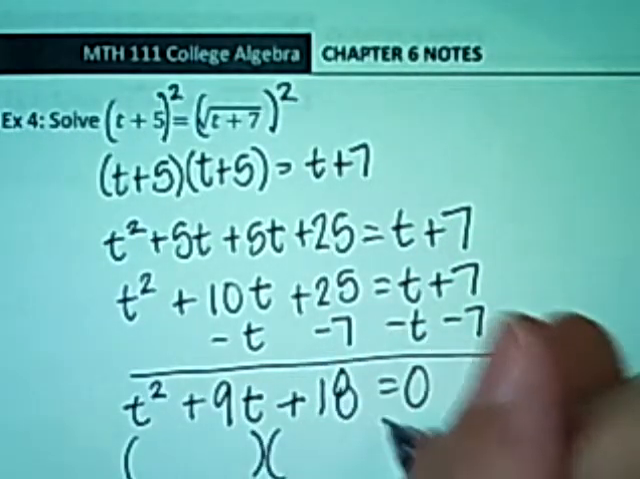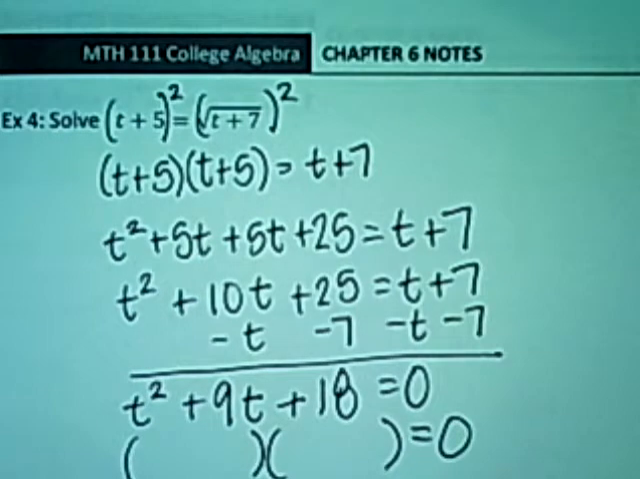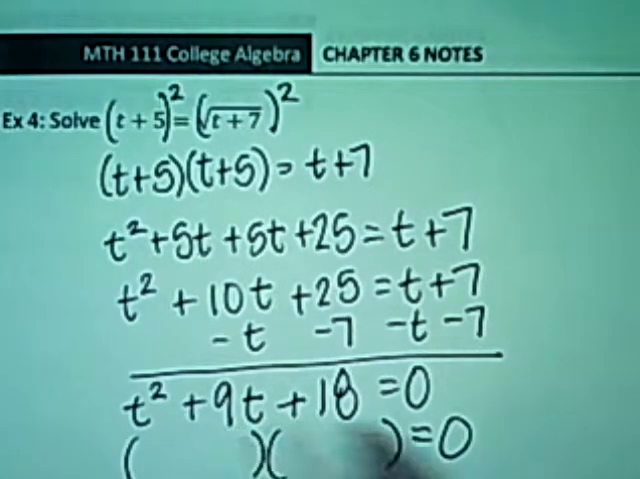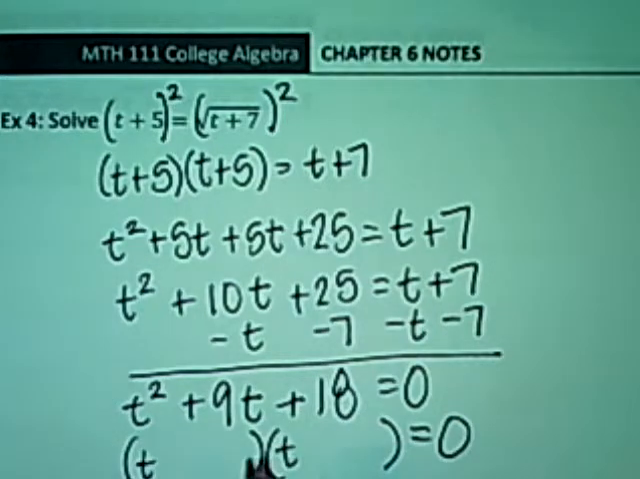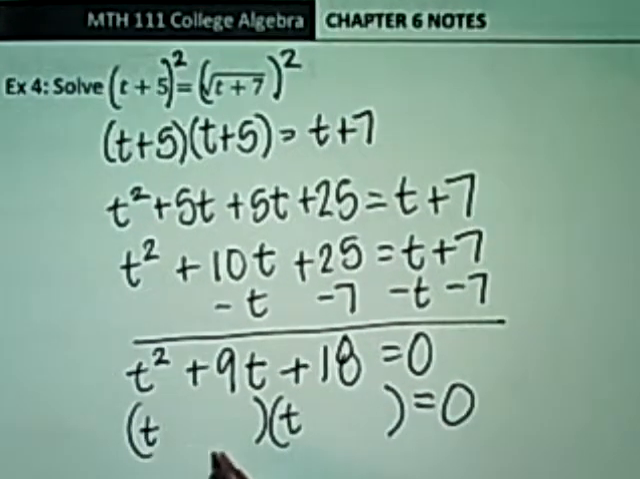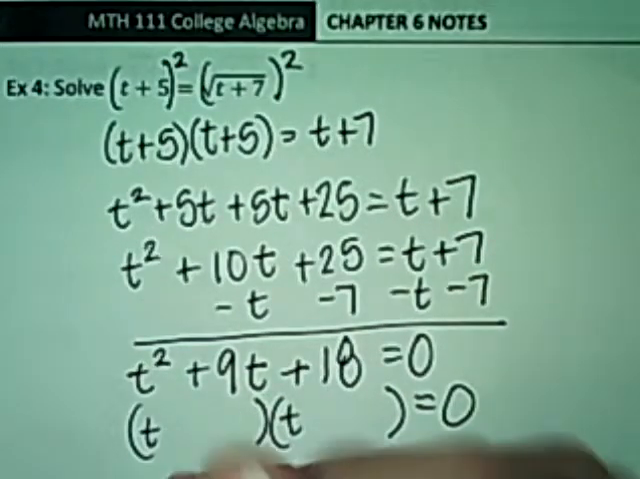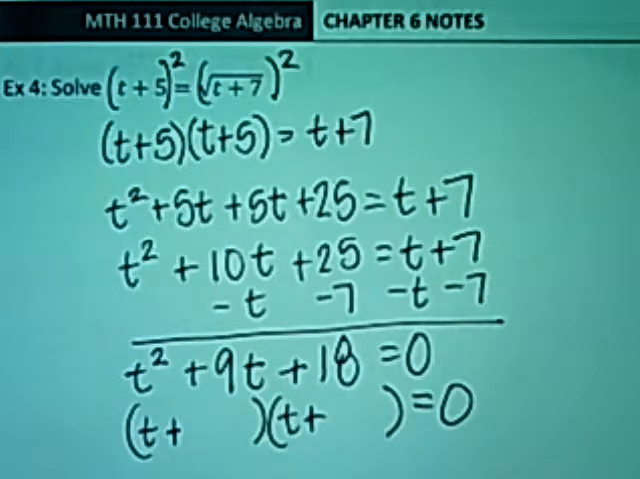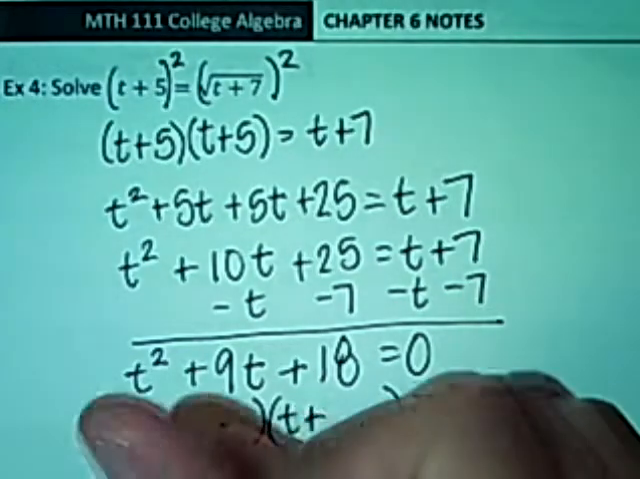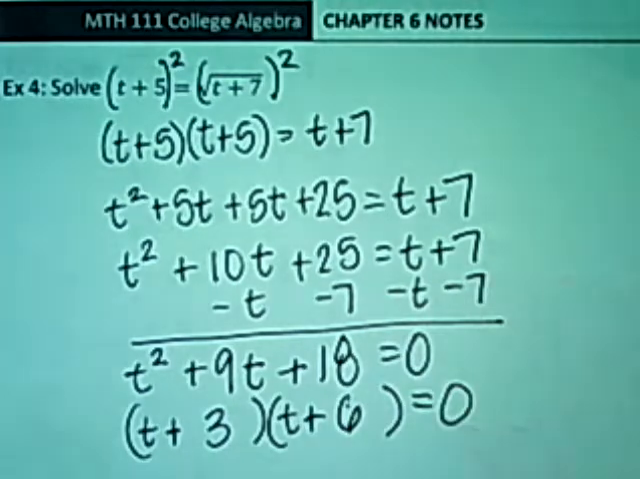And now I have to factor. It's a quadratic, so I'm looking for numbers that add to positive 9 and multiply to positive 18. We can start by putting our t's here. So if it has to add to 9 and multiply to 18, it's multiplying to a positive. That means I have to have the same sign. And since I'm adding to a positive number, that means both of the signs have to be plus. And the numbers that would work would be 3 and 6.